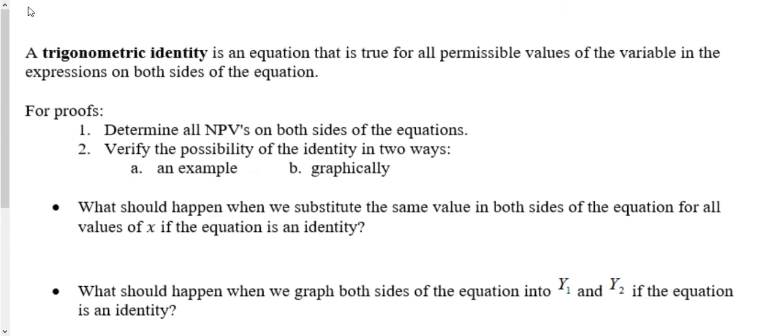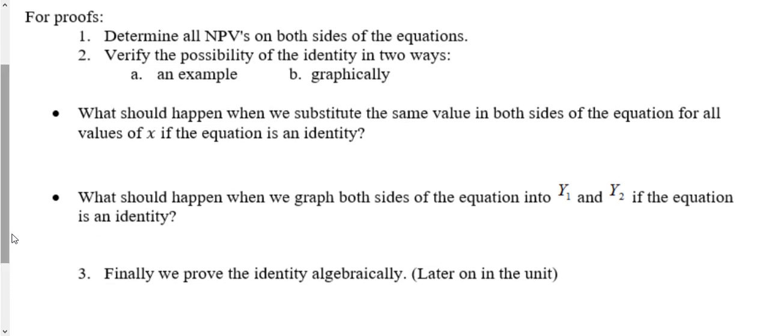So today's lesson, we have a bit of notes and then we'll get into some examples. Trigonometry identities is basically trying to solve an expression on both sides of an equation. You want to make sure that it's true on both sides. You need to determine all NPVs, non-permissible values, on both sides of the equation. You want to verify the possibility of identities in multiple ways. You can sub in an angle, whatever you want. That angle on the left has to equal the same thing if you subbed it in on the right. Or you could double check it graphically using our graphing calculator, so a y1, y2 situation.